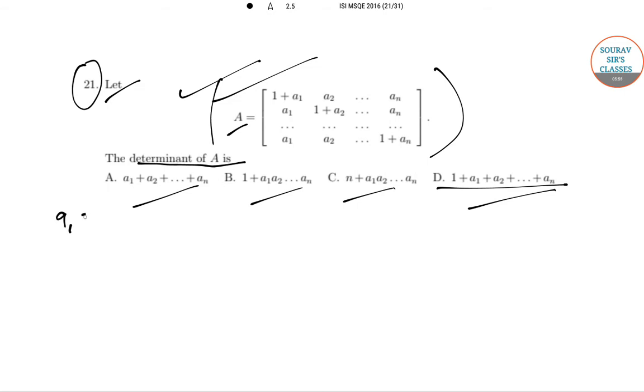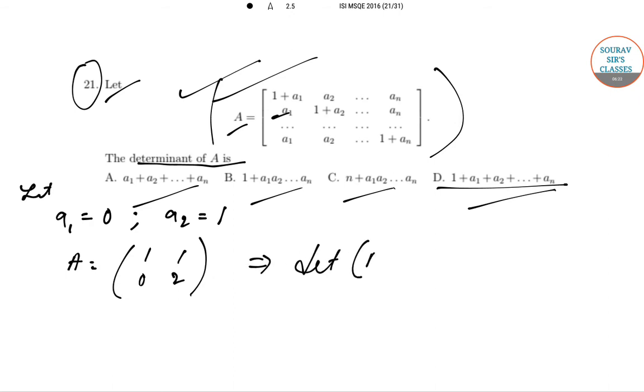Let A1 be equal to 0 and A2 be equal to 1. In that case, the matrix A will be given by 1 plus A1 is equal to 1, A2 is 1, A1 is given by 0, and 1 plus A2 will be 2. So this is the matrix A. In this case, the determinant of A will be given by 2 plus 0, that is equal to 2. So basically the determinant of A is 2.